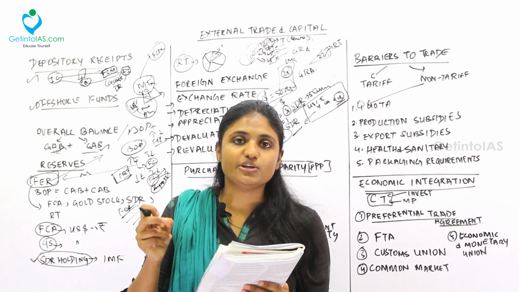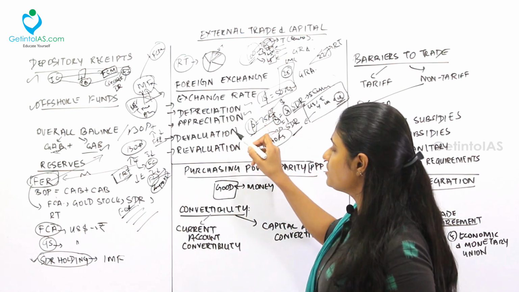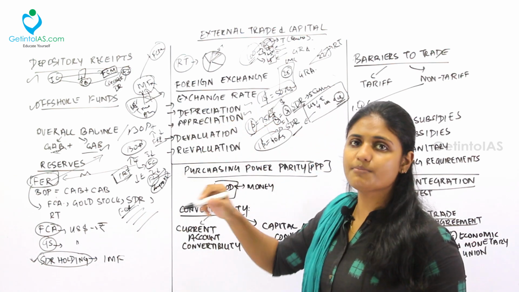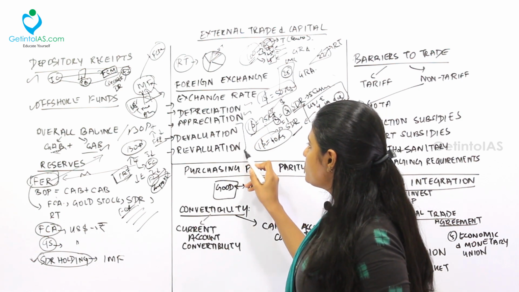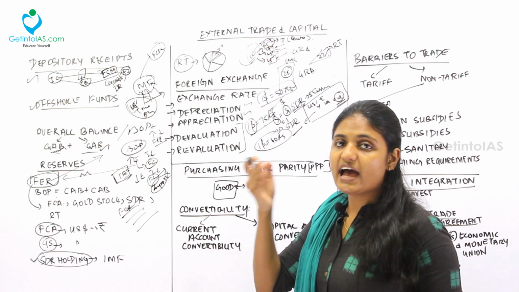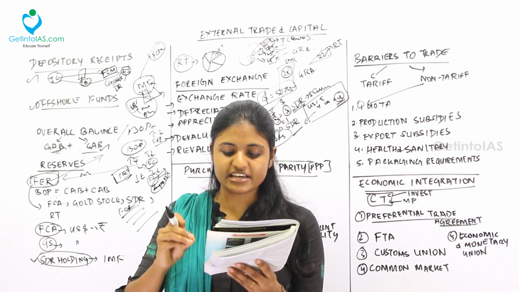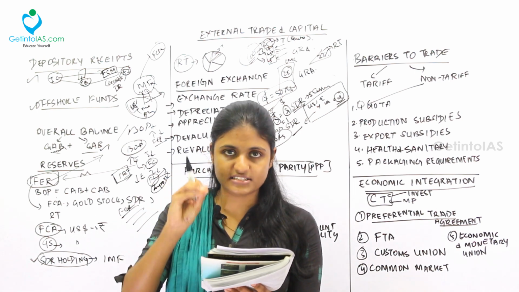Now coming to devaluation. In all these things, that is depreciation and appreciation, it happens automatically due to market forces. But devaluation and revaluation are not like that. It is an artificial force. An artificial hand will come and play. Under devaluation, a reduction in the external value of the home currency is called devaluation.